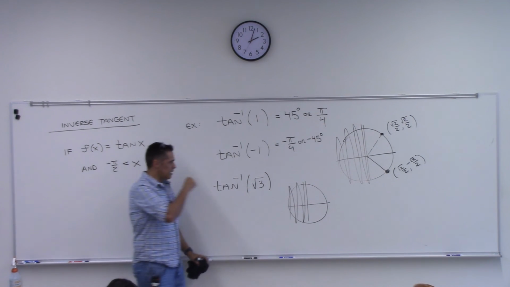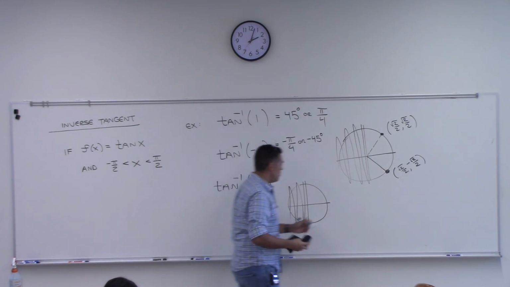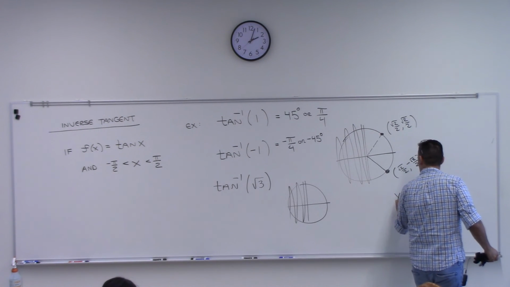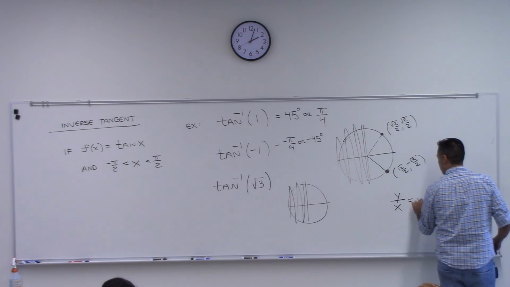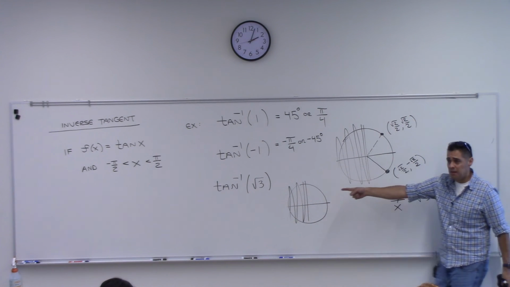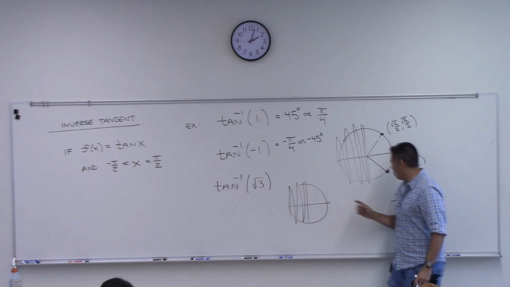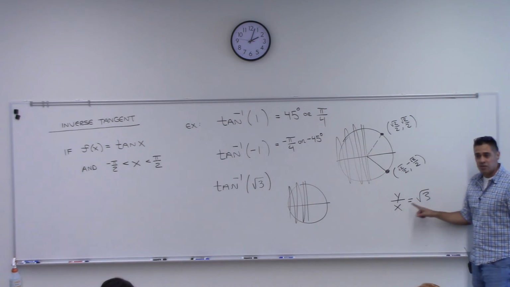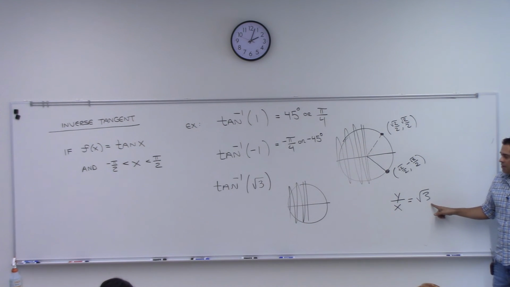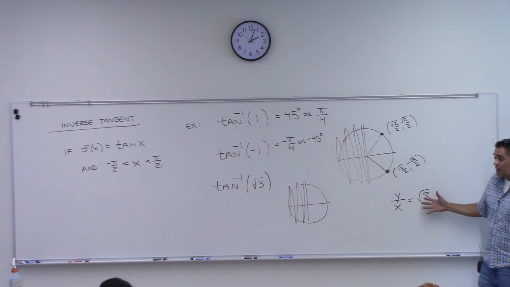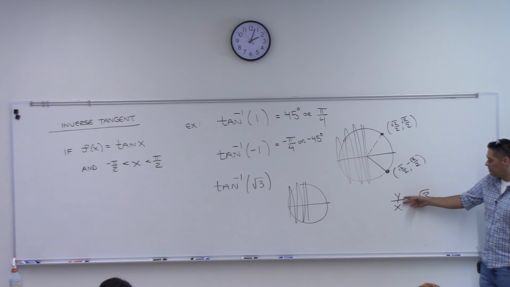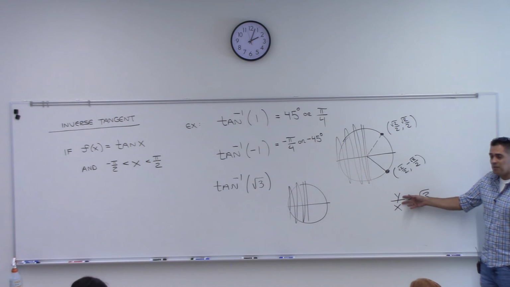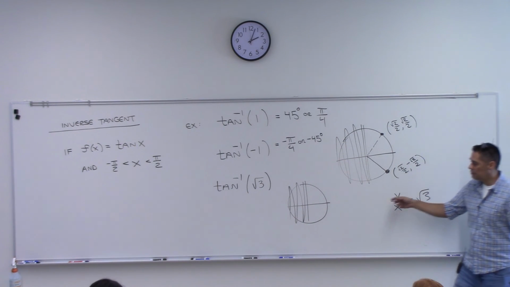right? Because this is saying that when we take the y-coordinate and divide by the x-coordinate, we need to get root 3. That's basically what that's saying. Where on this unit circle, when you take the y-coordinate and divide by x, do you get root 3? Well, you know it's going to be a positive answer, right? The only way this can be positive is if these are both positive or if these are both negative. But if these are both negative, what quadrant are we in?